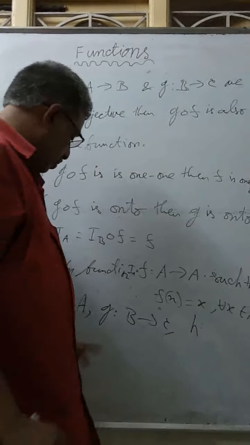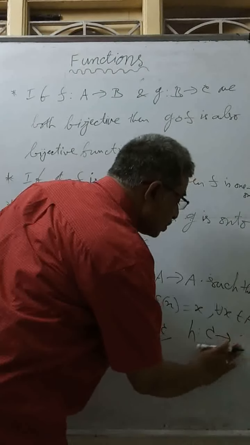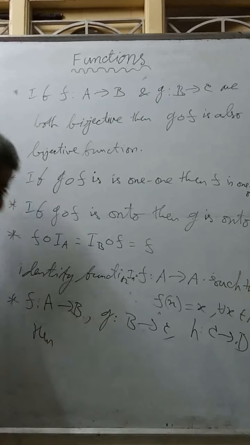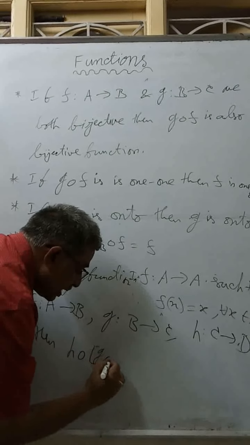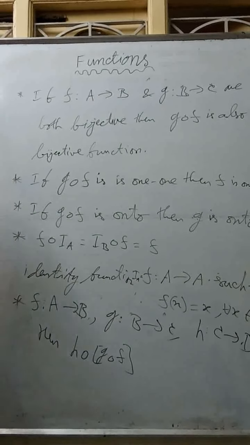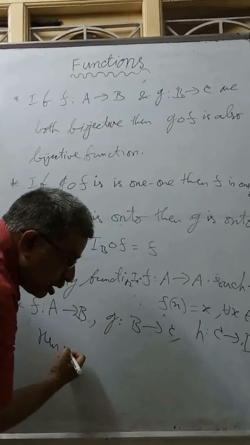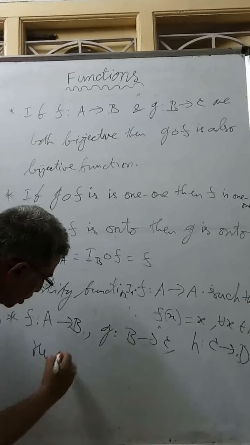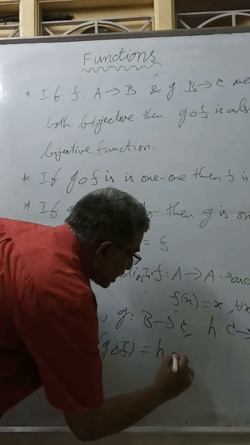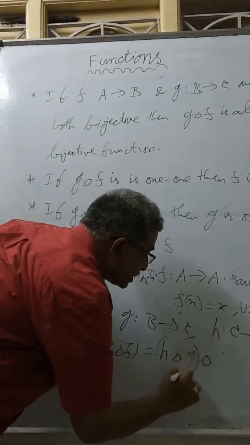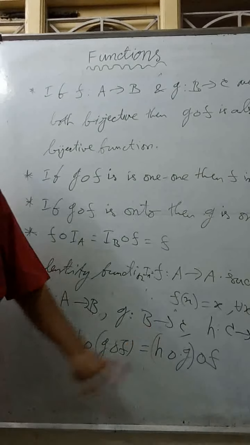F is a mapping from A to B, G is a mapping from B to C, and H is a mapping from C to D. Then H circle G circle F is equal to H circle G circle F, that is, composition is associative.